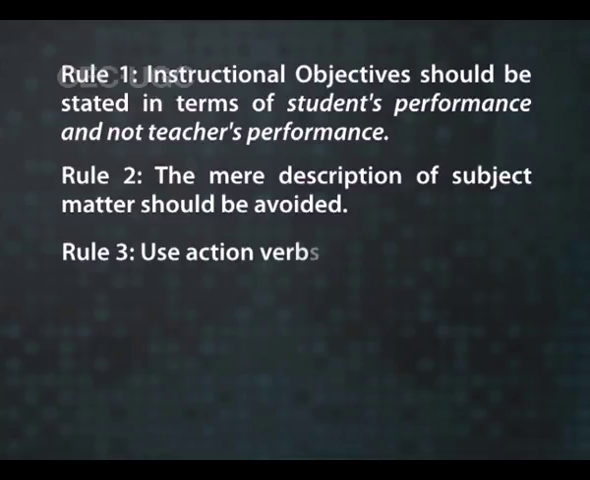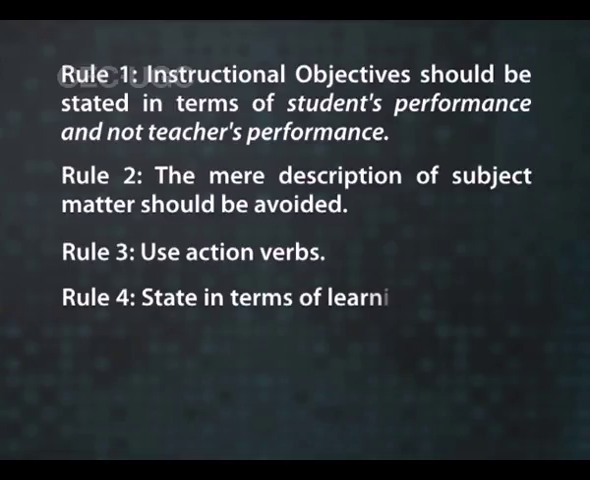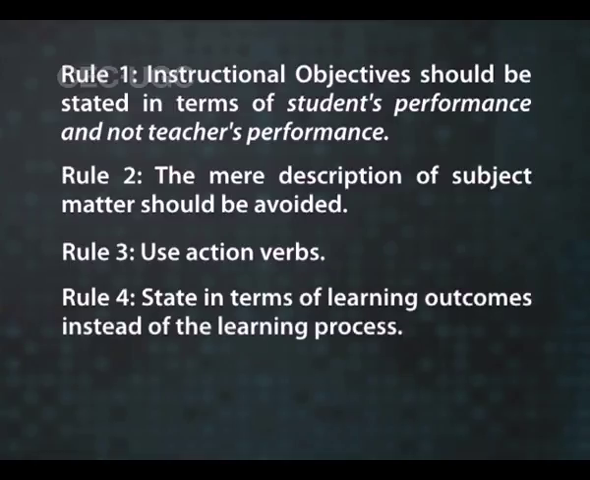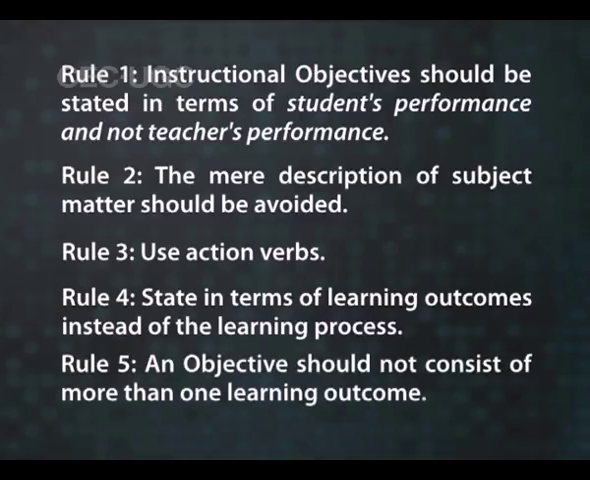Rule 3. Use action verbs. Use verbs that refer to any observable activity displayed by a learner. Rule 4. State in terms of learning outcomes instead of the learning process. Describe in detail the final outcome of learning, that is end product, and not the process of learning itself. Rule 5. An objective should not consist of more than one learning outcome.